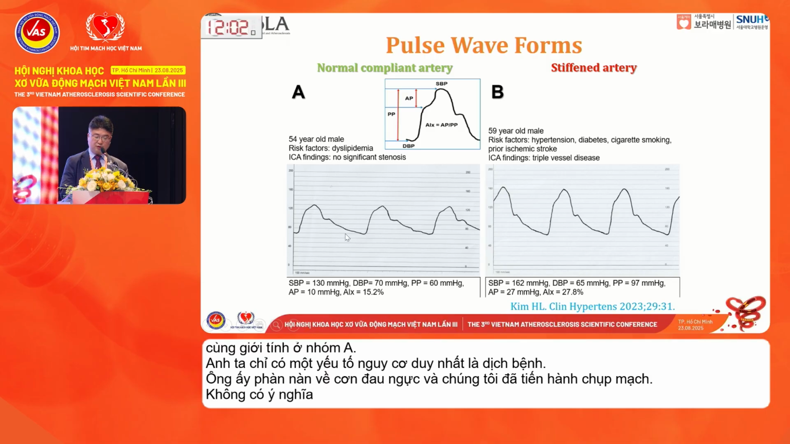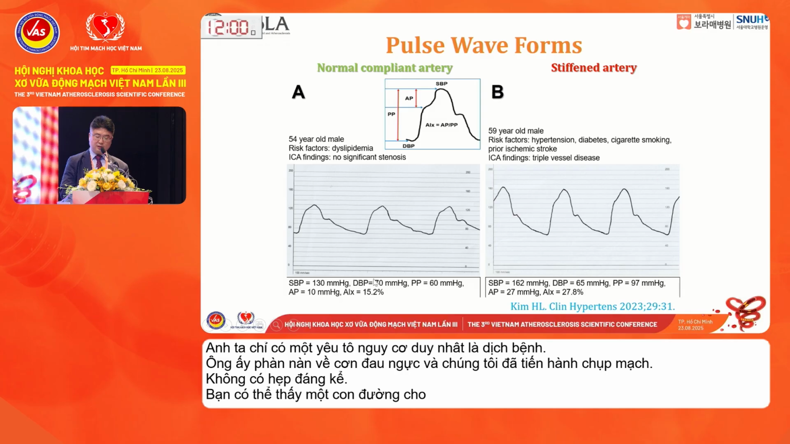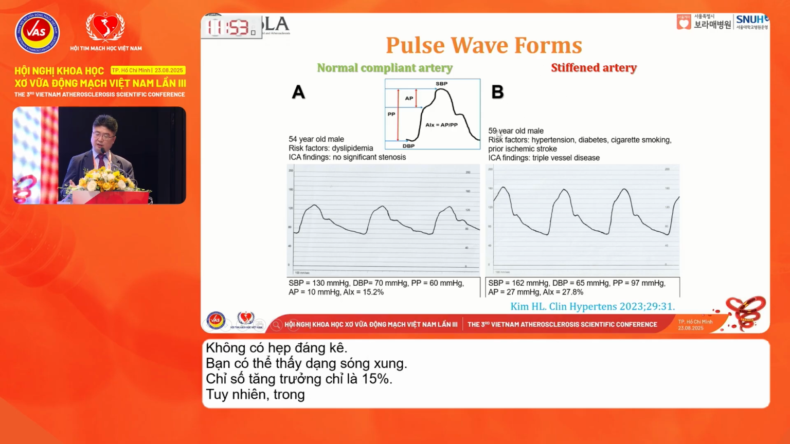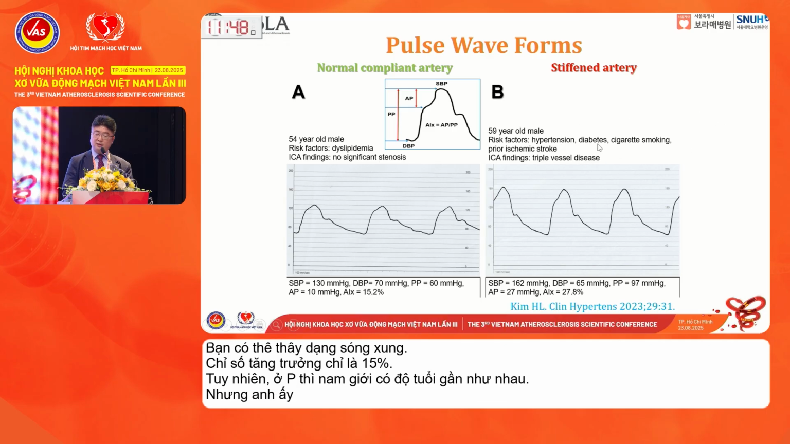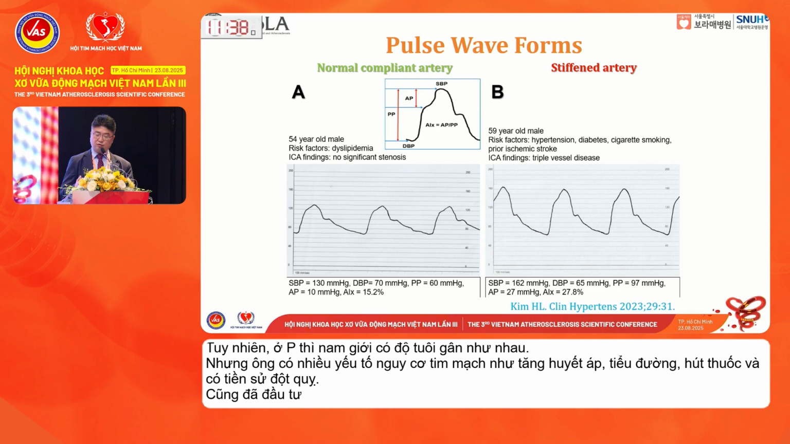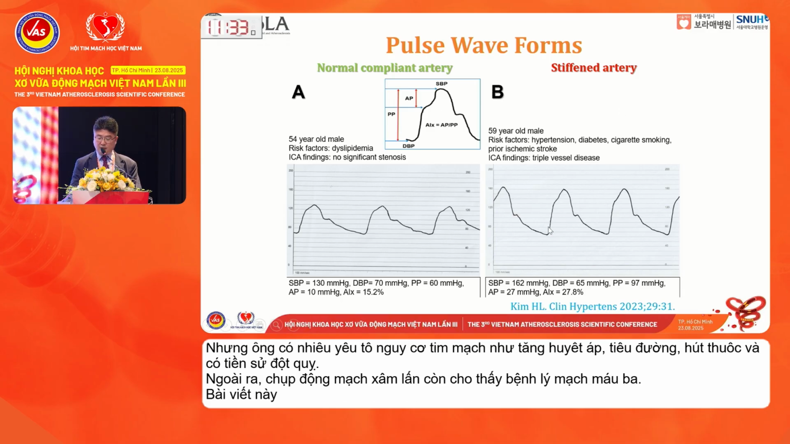You can see the pulse waveform. The augmentation index is only 15%. However, in B, a male of nearly the same age, he had multiple cardiovascular risk factors: hypertension, diabetes, smoking, and prior history of stroke. Also, invasive coronary angiography showed triple vessel disease. His aortic waveforms show a much higher level of augmentation index.